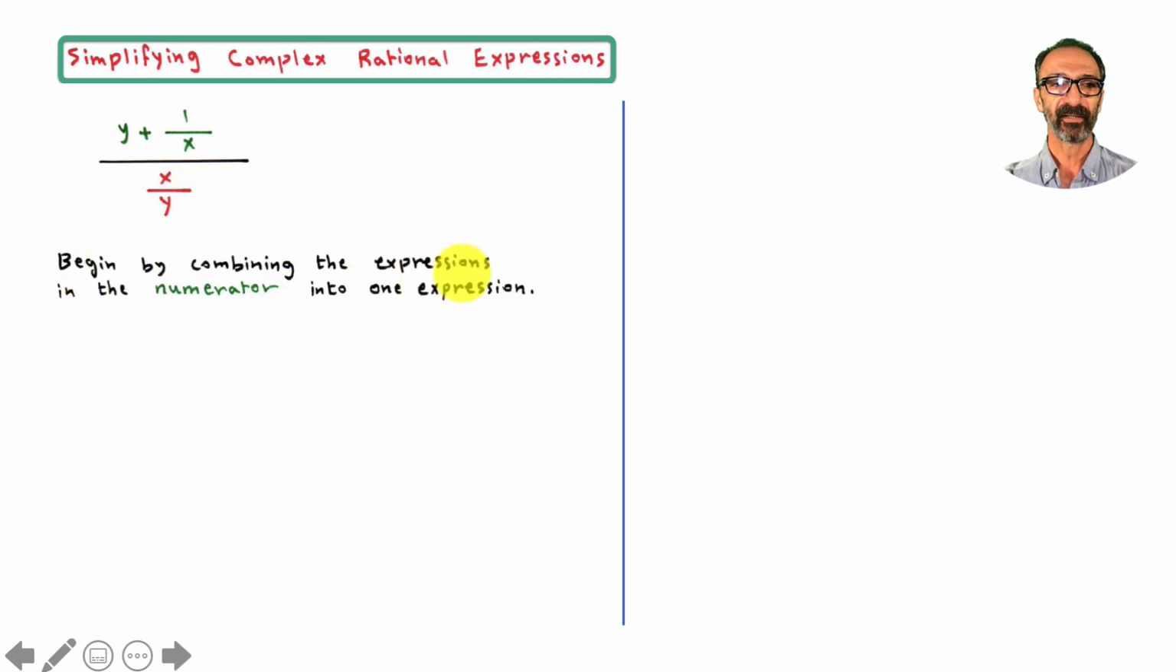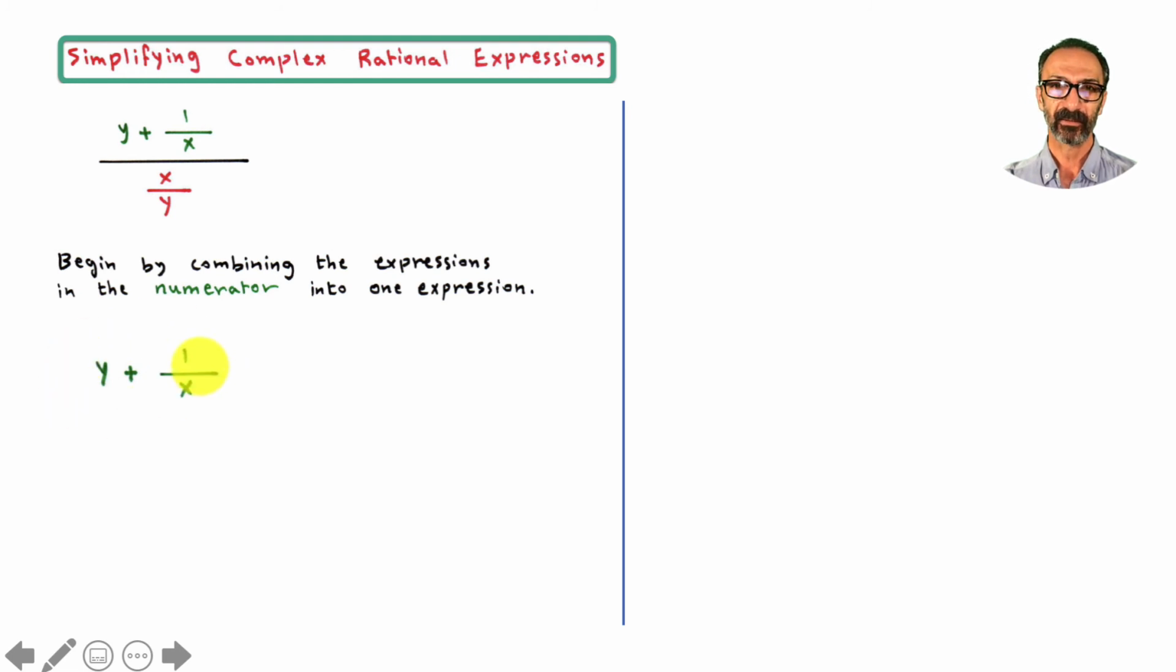Begin by combining the expressions in the numerator into one expression. This is my main numerator, and this is my denominator. This is my main fraction bar. So I'm using green to show you that this is what I'm looking at. So let's work on this one, and we'll come back to the problem.